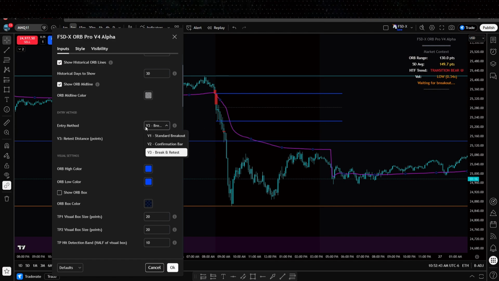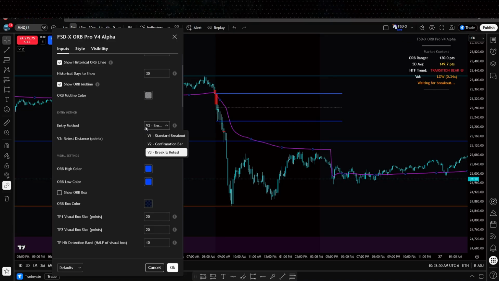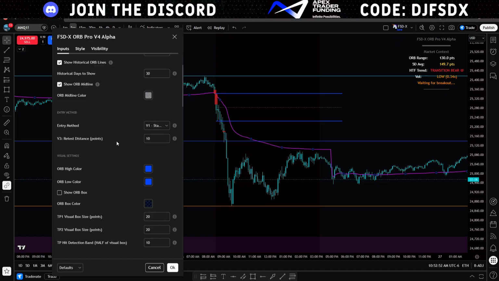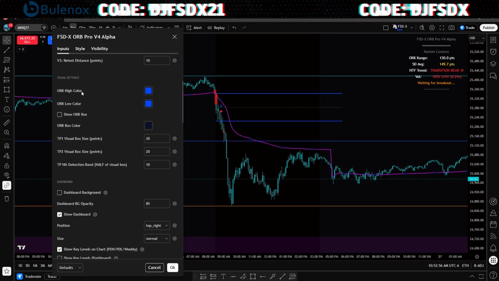For me, I use the standard breakout. That's the one I really like. You get a lot of trades and a lot of valid trades. So these are just visual stuff. They just make the orb lines different colors.